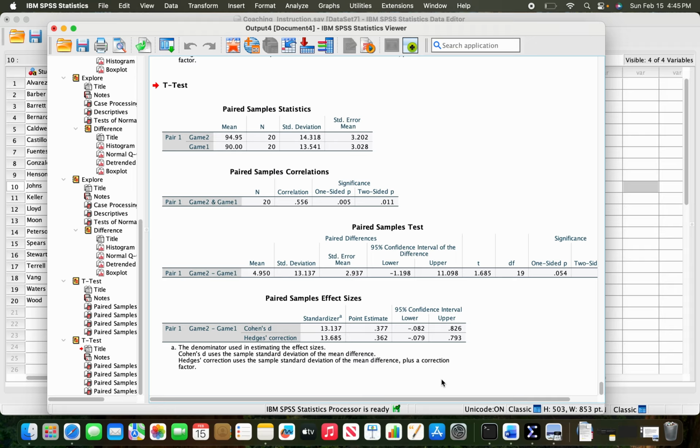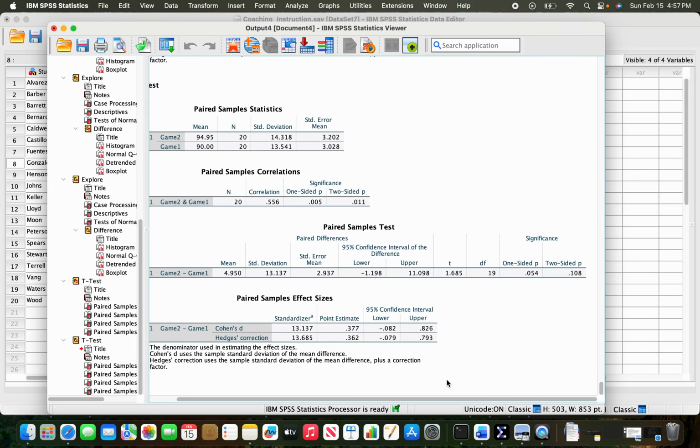This increase in pins, though, is not statistically significant, with a p-value of greater than 0.05. The t-value was 1.685. The degrees of freedom was 19, and we failed to reject the null hypothesis, and we can only assume that the difference in the bowling scores was not significantly attributed to the training that we provided to the students.